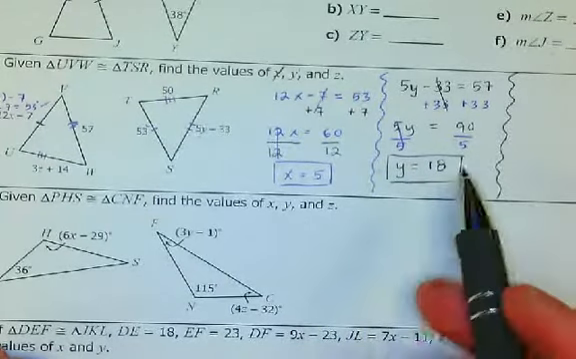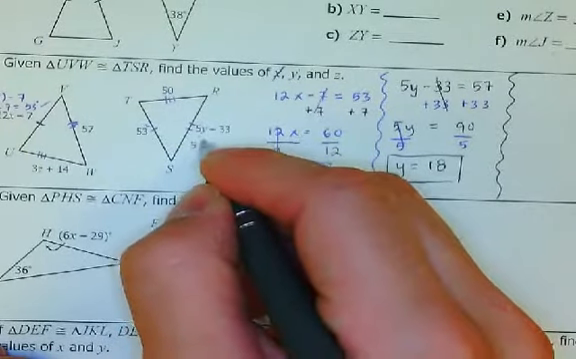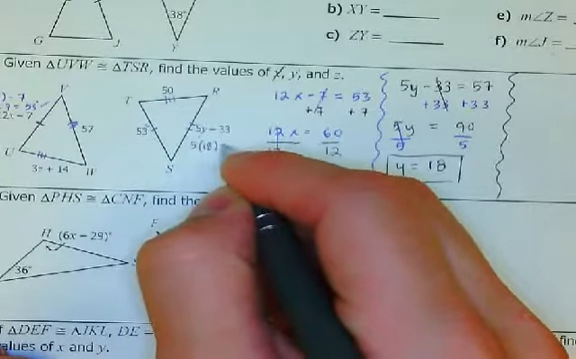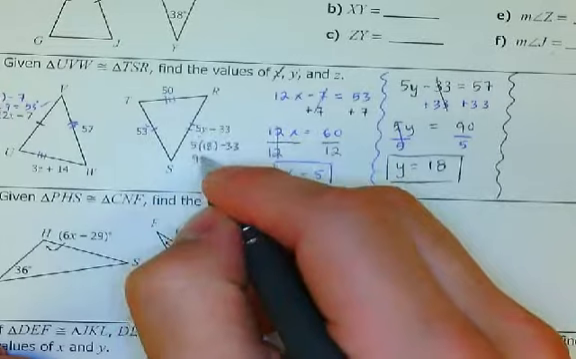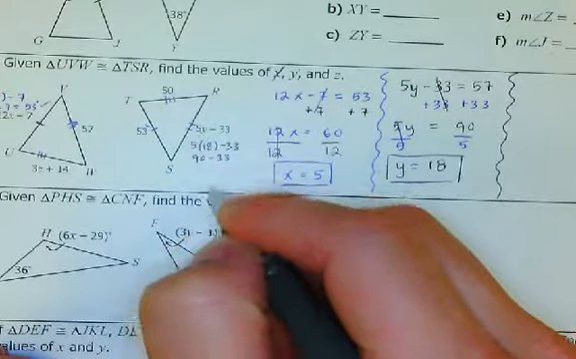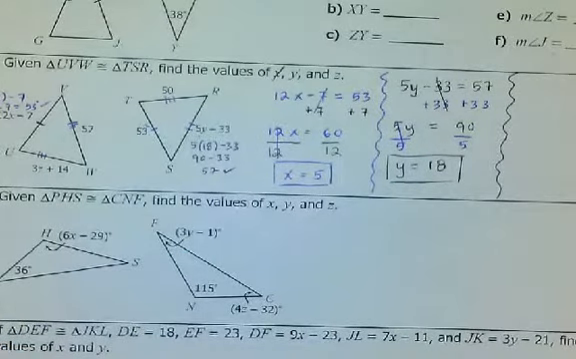You check your answer, you do the same thing. You take the 18, plug it in here for this y, so 5 times 18 minus 33. So that's 90 minus 33. And of course, this does give us 57. So we're good. Okay, last one.